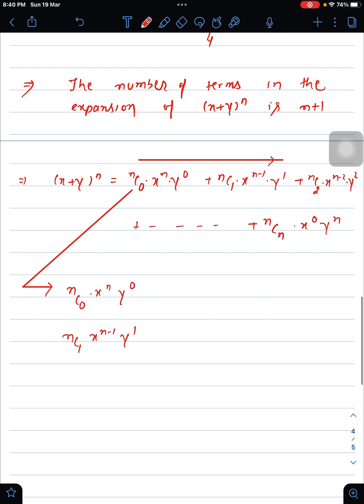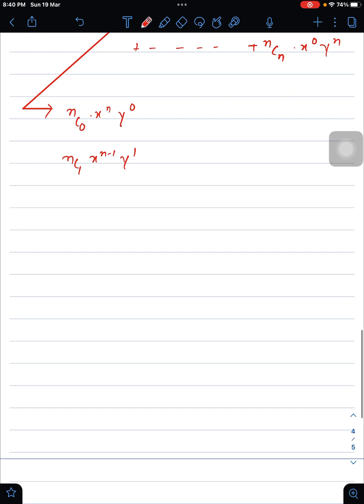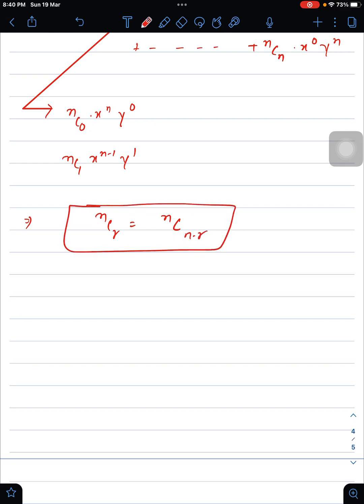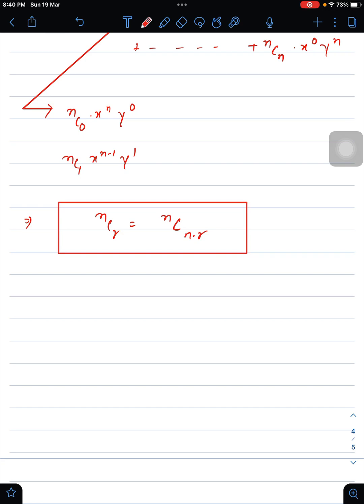Okay. So we have discussed two properties. I guess it is clear to you. Okay. Now beta, let me tell you the next one. If you have gone through permutation and combination, you must have found that there is a property nCr is equal to nC(n minus r). If you are not able to understand this, let me tell you very clearly.